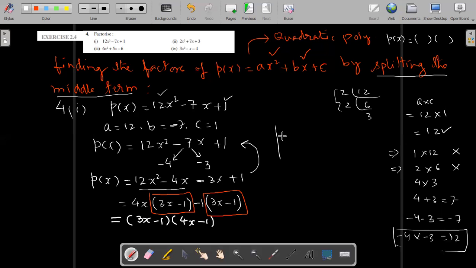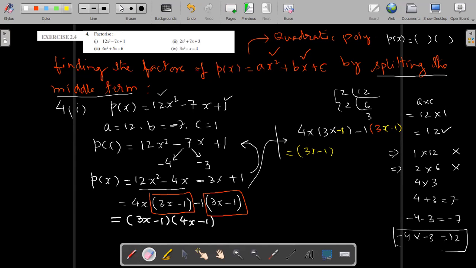I will show here again this step to understand better. 4x(3x minus 1) minus 1(3x minus 1). This is the step. Okay. Now I have taken common (3x minus 1). What? This 3x minus 1 and this 3x minus 1.